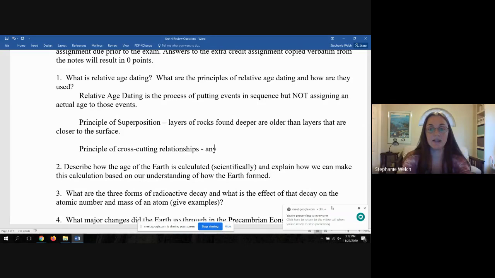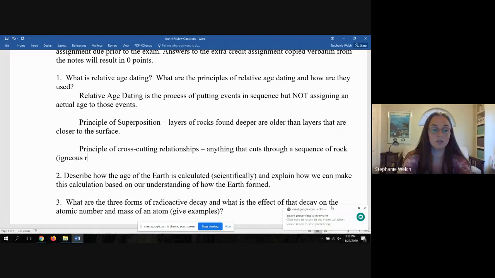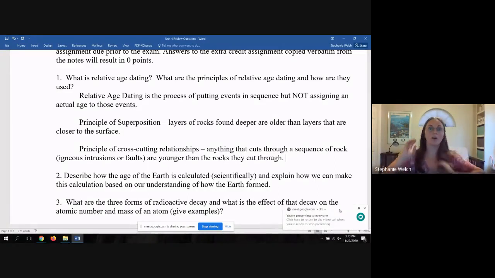This basically says that anything that cuts through a sequence of rock, and those things that cut through sequences of rock are usually igneous intrusions or faults, are younger than the rocks they cut through. So in order to cut an onion, the onion has to be there with all of its individual layers. And it's the same thing in geology.